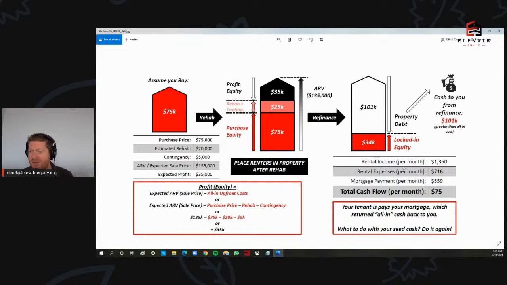Okay. And so here's some math about how that works out. But basically, when all the dust clears and all the smoke clears, you have $75,000 in for buying the property plus $25,000 for the rehab if everything went according to plan.